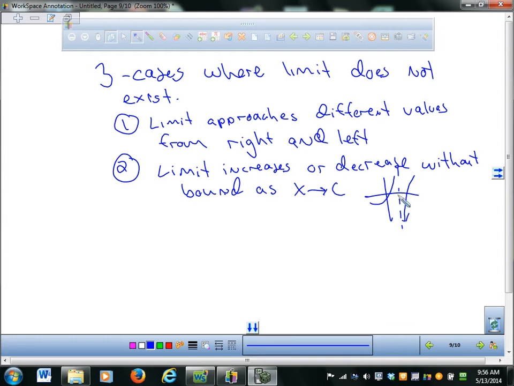And 3 is f of x oscillates. How do you spell that? Oscillate. I'm never going to be on time.